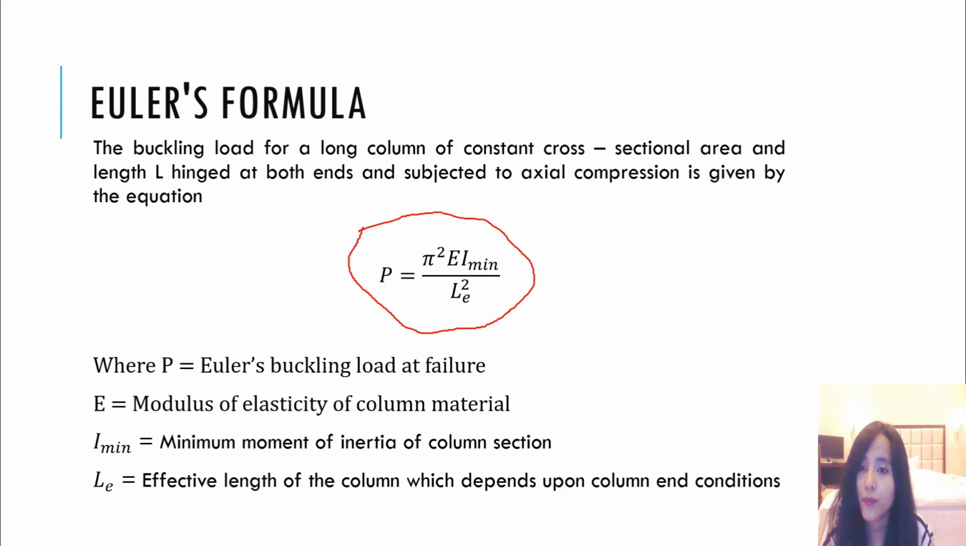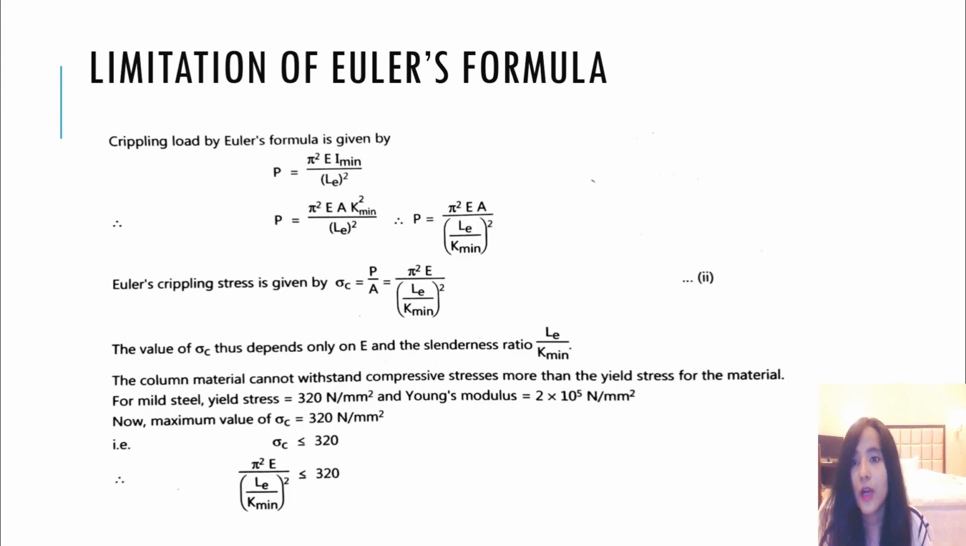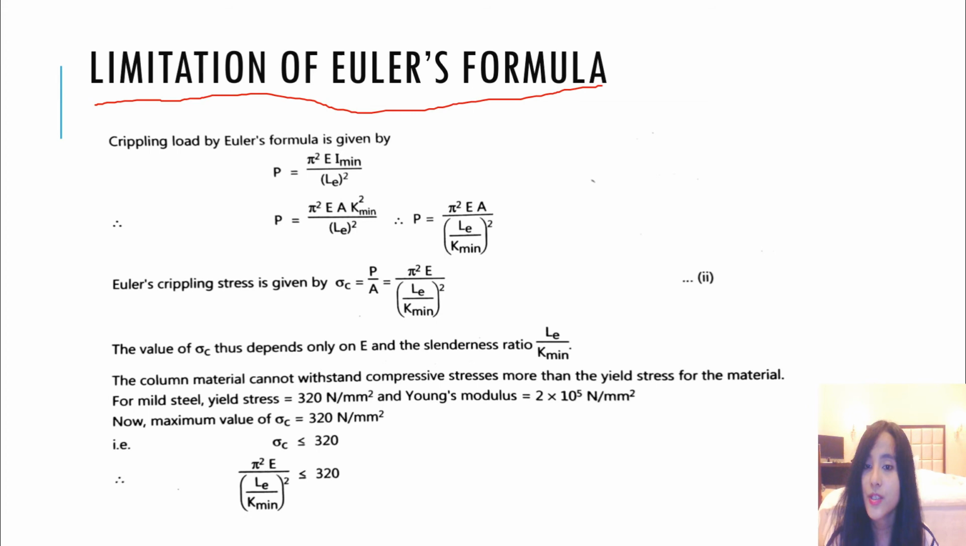Okay, where P is Euler's buckling load, E is modulus of elasticity, I is minimum moment of inertia, LE is effective length of the column. Now here limitation. अब Euler's formula का भी limitation है, मतलब we cannot use this again and again क्योंकि उसका limitation से, मतलब limitation is equal to failure. Okay, now crippling load by Euler's formula, as we know, is given by this formula here.